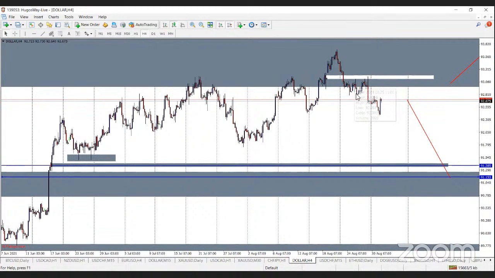And if it does, then we're right on track for the dollar to show some sign of weakness intraday until we get the strength again.